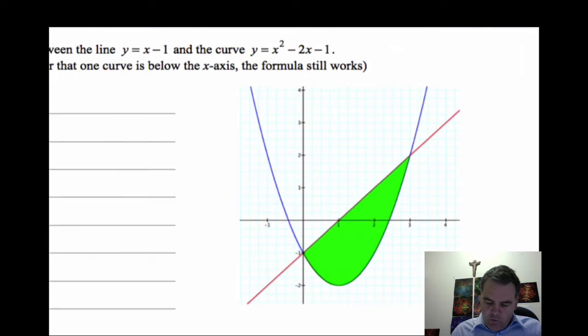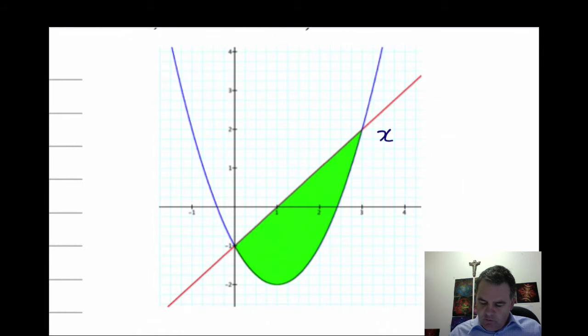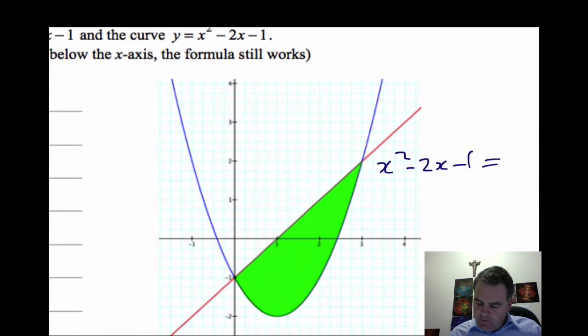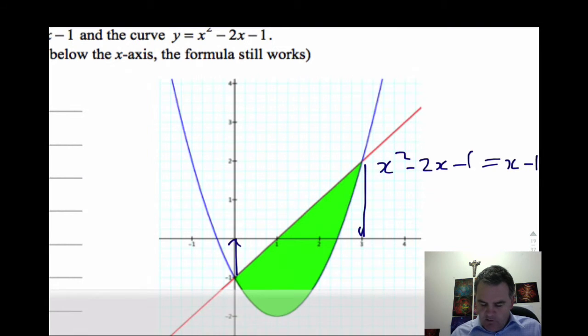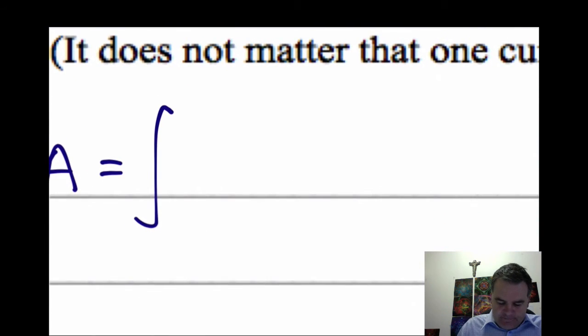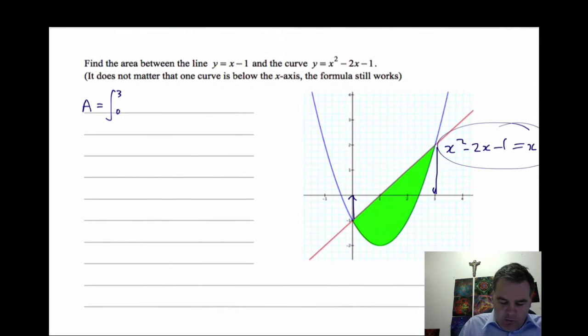So we want to find when, let's do it over here, x squared minus 2x minus 1 intersects with the line x minus 1. And I can see from my diagram here that it's going to be 3 and 0 for the x values, but you could use this equation here, get a quadratic and solve it. But I can see it's going to be 3 and 0 from my nice accurate sketch. Now what is the curve on top? In this case the line is the one on top.